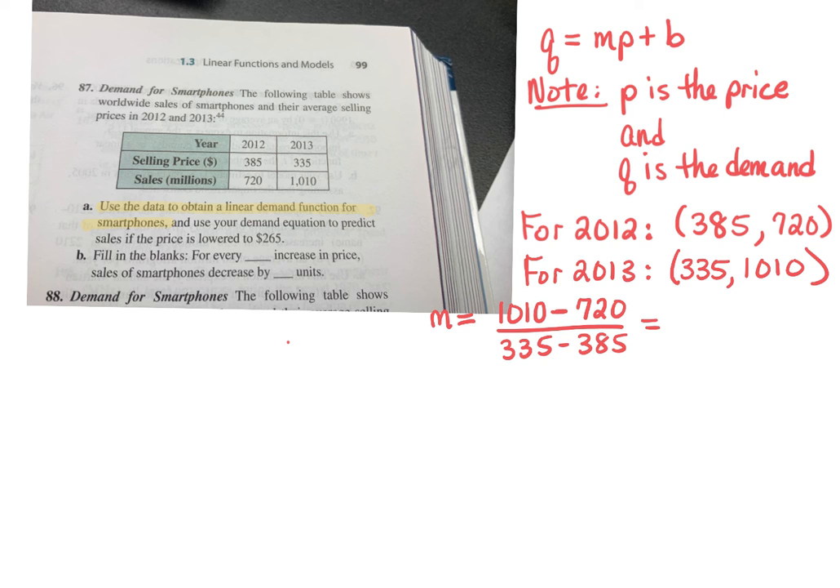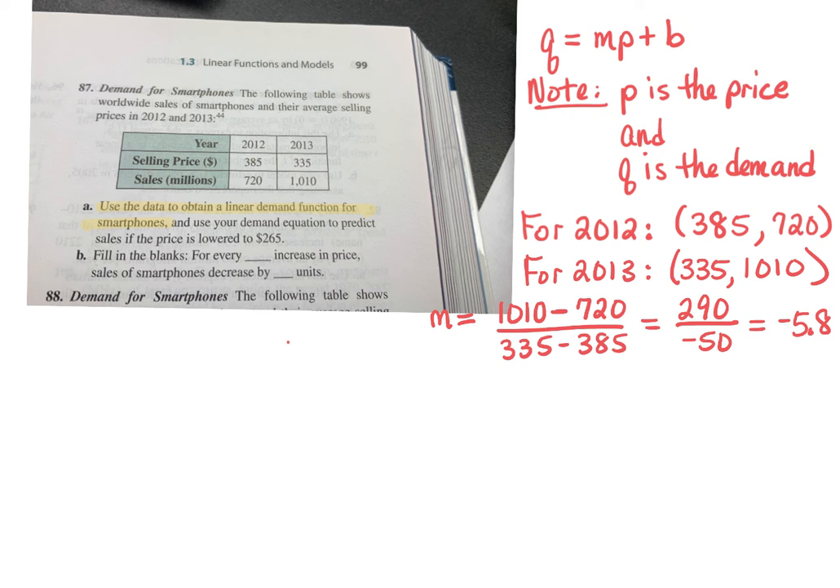What is 1010 minus 720? 290. Good. And what is 335 minus 385? Negative 50. Good. We simplified this, and what do we get? You can use your calculators. What do we get one decimal place out? Negative 5.8. Good. We get negative 5.8. What questions do you have here?